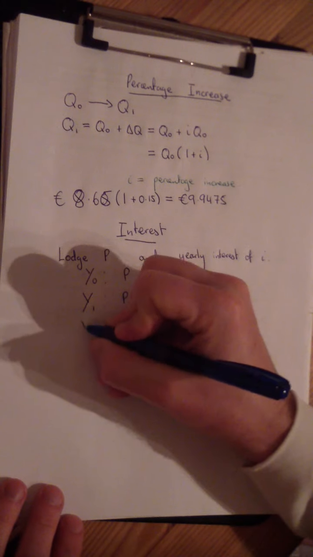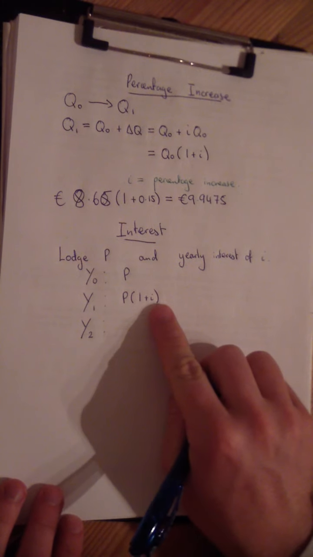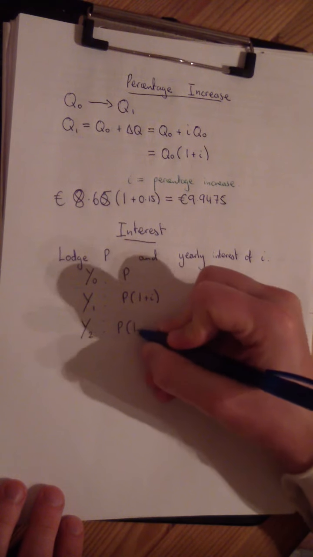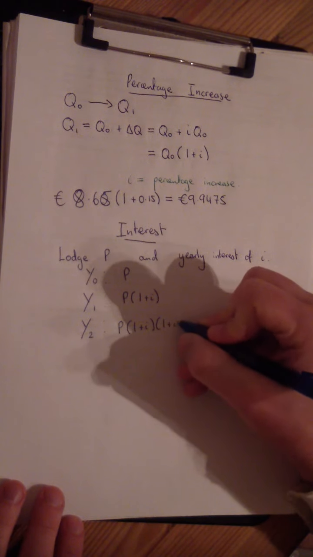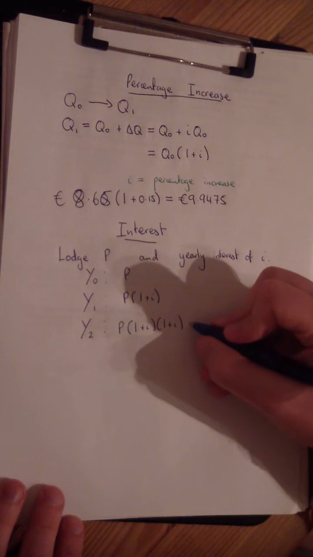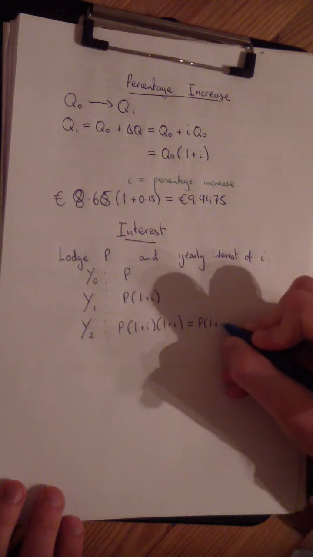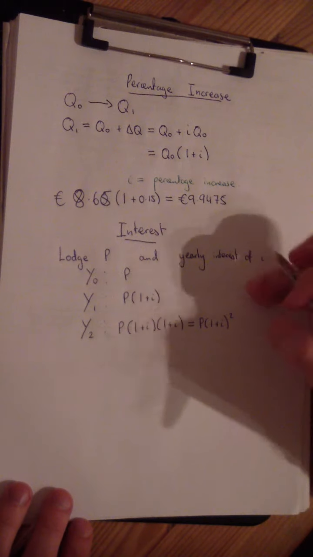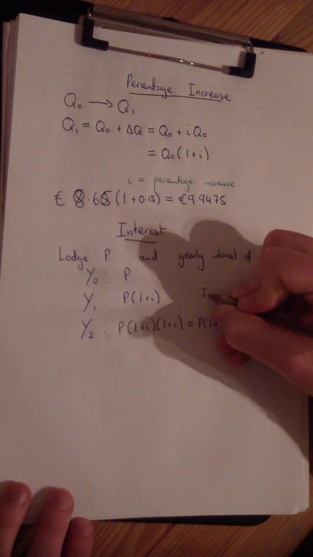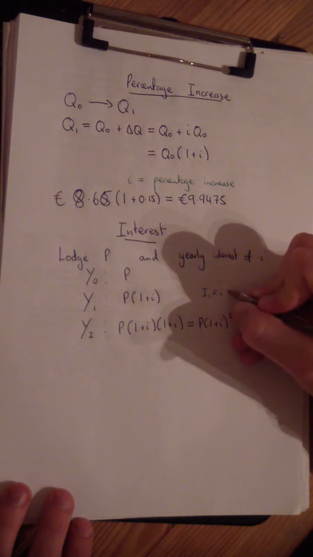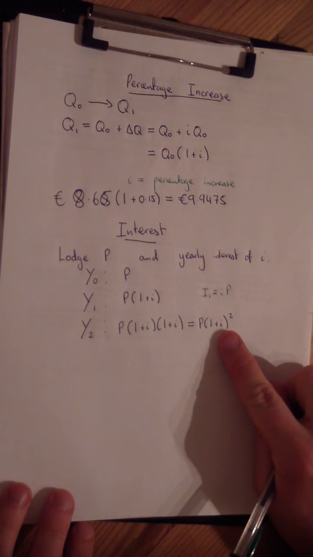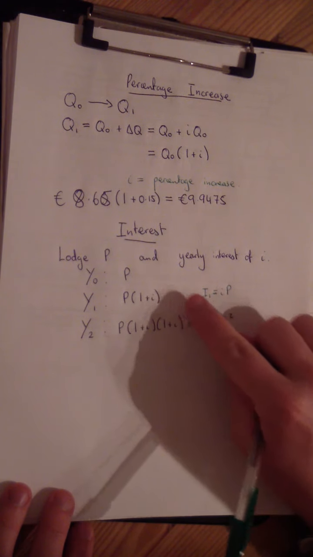And then in year 2, well, what happens? Well, you basically increase it by I again. So you multiply by 1 plus I again. And of course this is 1 plus I squared. And if you look at the interest here, the interest after 1 year is I times P. Now here the interest is not twice this, because of course you get interest on the interest, and this is compound interest.